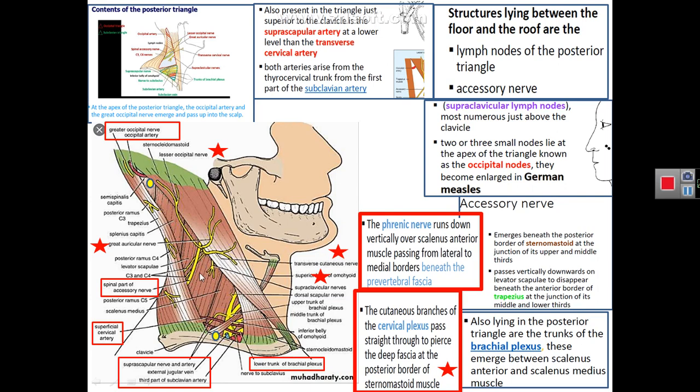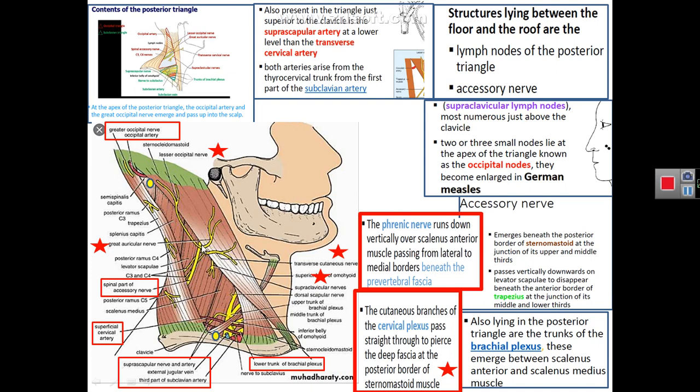Regarding the contents of the posterior triangle, the apex of the posterior triangle shows the occipital artery and even sometimes the greater occipital nerve, but both of these are inconstant findings. They may not be described in some textbooks. Also, the apex contains a lymph node which is called the occipital lymph node. Another lymph node is above the clavicle, which is called the supraclavicular lymph node. Other contents of the posterior triangle are the axillary nerve and the accessory nerve.